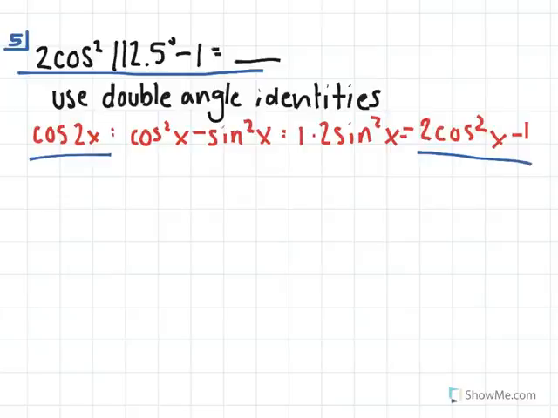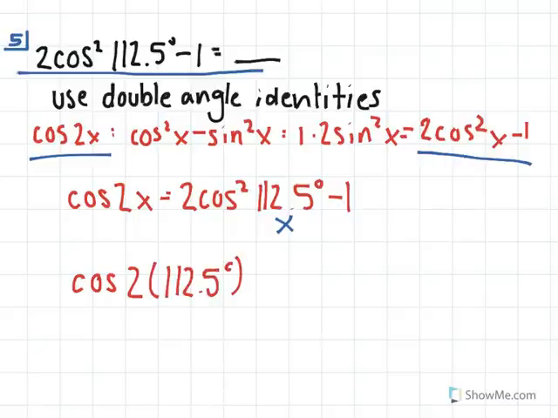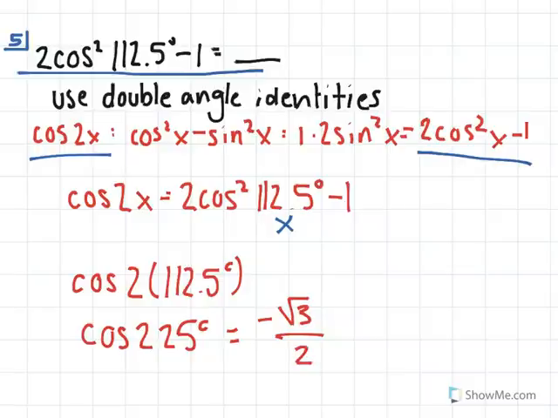So we can say that cosine of 2x is equal to 2 cosine squared 112.5 degrees minus 1, and this is our x. So we're looking at cosine of 2 times 112.5 degrees, which is cosine of 225 degrees, and that is equal to negative root 3 over 2.